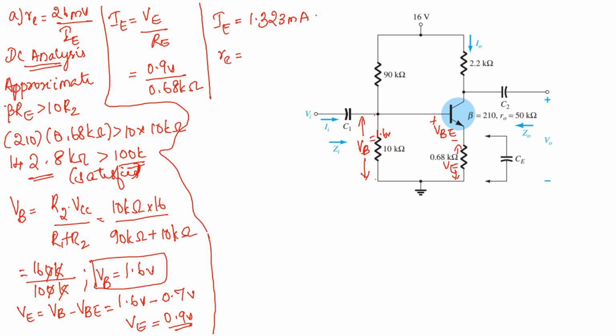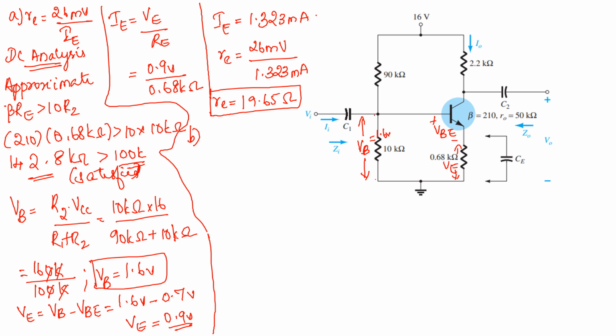Now can you finally find out what is your small re? re is equal to 26 millivolt divided by 1.323 milliampere. So after solving, you will be getting re is equal to 19.65 ohm. Okay. So it is satisfying the standard condition also. The value for re will be equal to a few hundred ohms, right? So first value you have got.